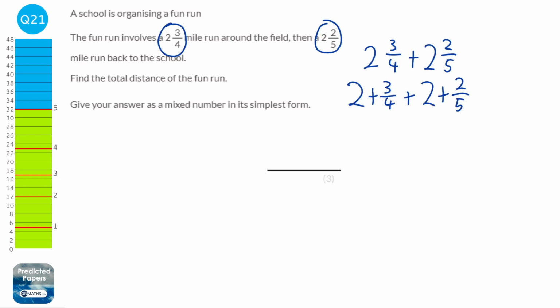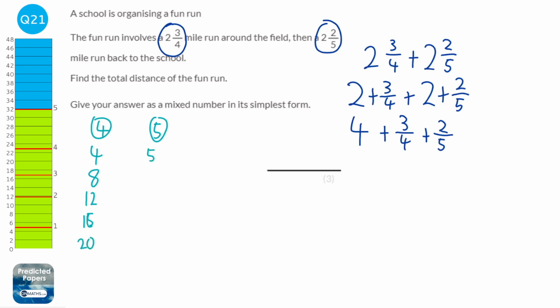So we can add the two 2's together to make 4, and then all we need to do is add the 3/4 and the 2/5. When you add two numbers with different denominators, we need to get common denominators. We do that by quickly writing out the 4 and the 5 times tables and seeing what the first number in both is. 4, 8, 12, 16, 20, and 5, 10, 15, 20. So that's 20. We need to get the bottoms of the fractions to 20.